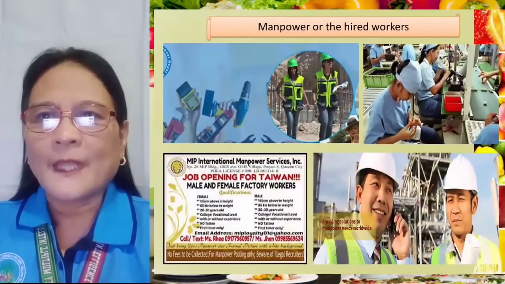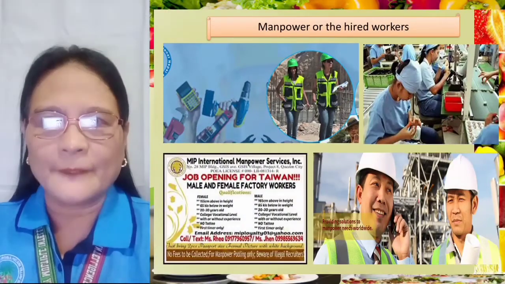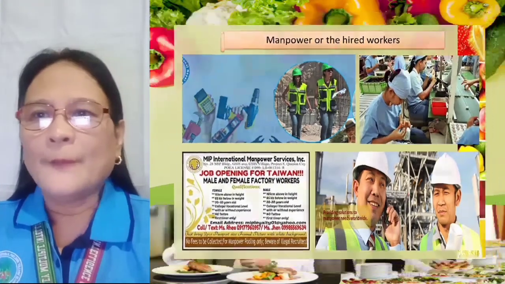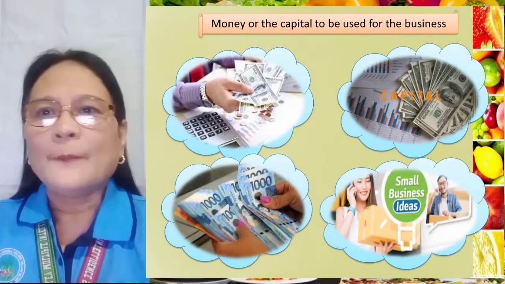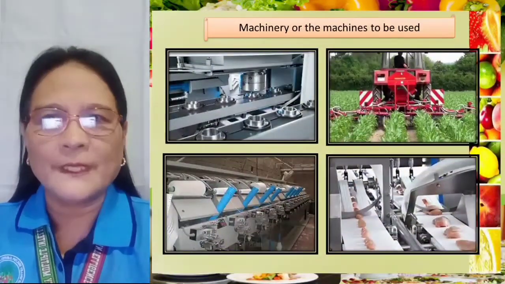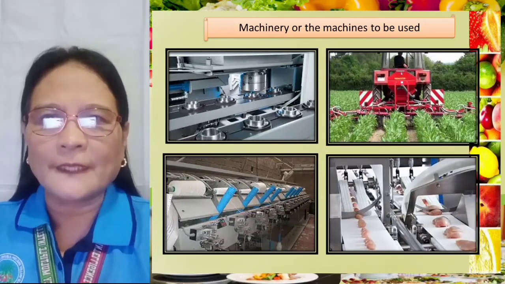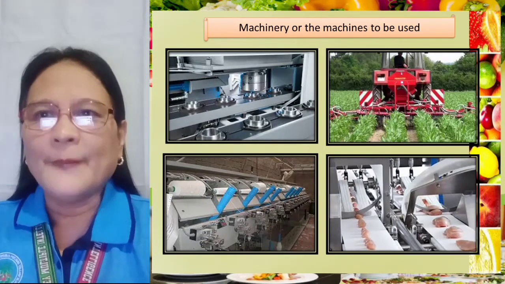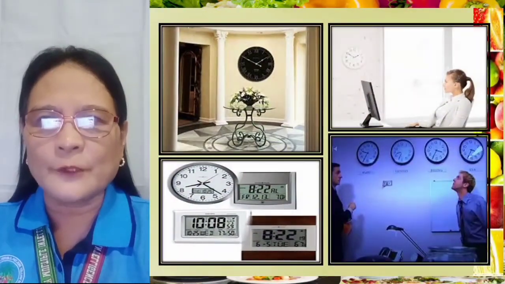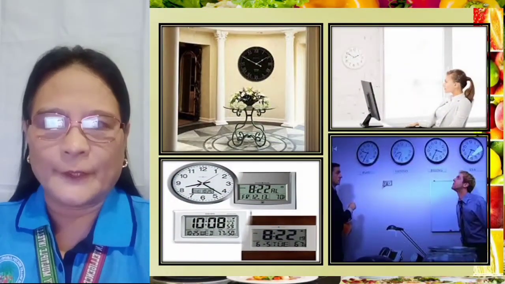Examples are manpower or the hired workers, money or the capital to be used for the business, machinery or the machines to be used to produce a product, and the vehicles used to deliver the product, minutes or the time to be consumed for business operation.